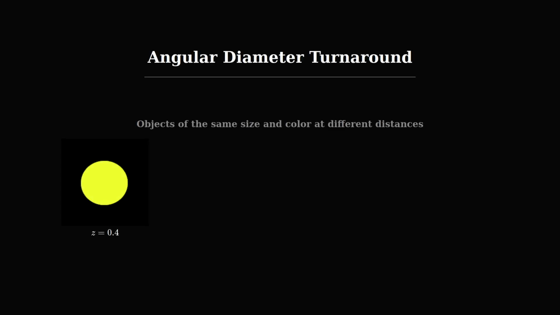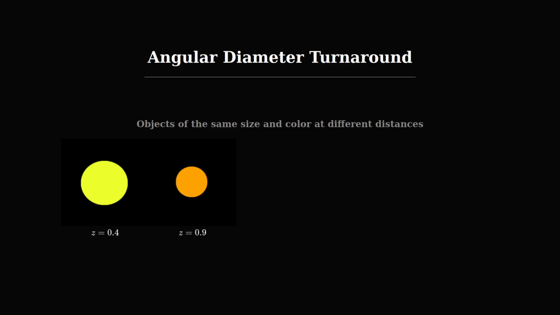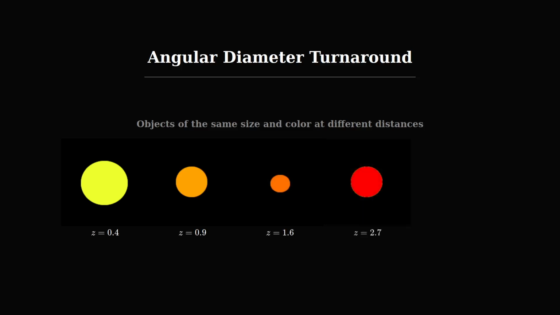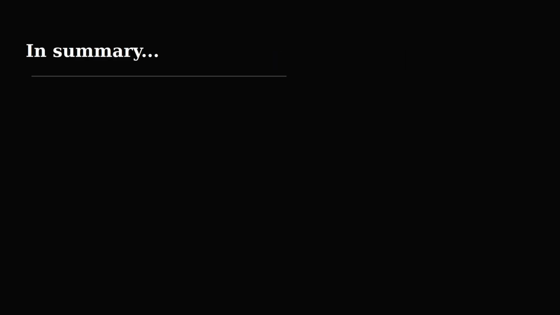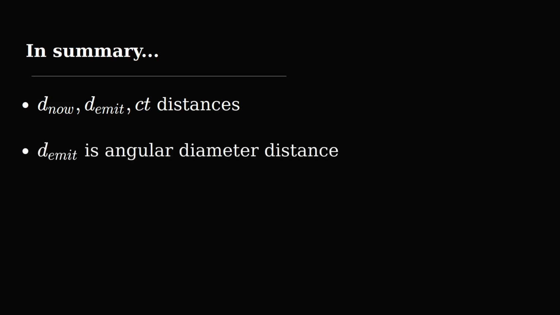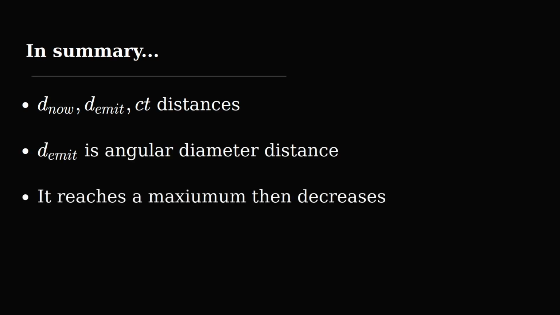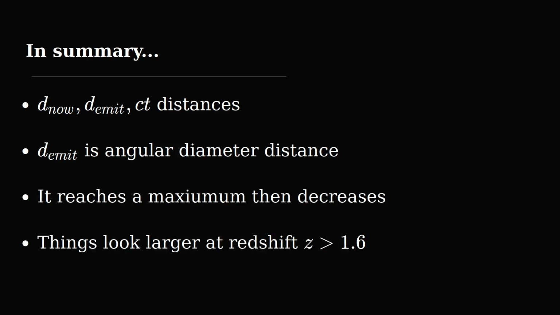The angular diameter is how much of the sky in degrees the object takes up. If an object of the same size occurs at different distances, it'll appear smaller until it hits the turnaround, where it'll appear larger. And even though it goes smaller to larger, it always appears redder. So, we have the distance the galaxy is now, the distance the galaxy was when the light was emitted, and we have the light travel distance. D emit is the angular diameter distance. It reaches a maximum, then decreases, and things look larger after redshift 1.6.